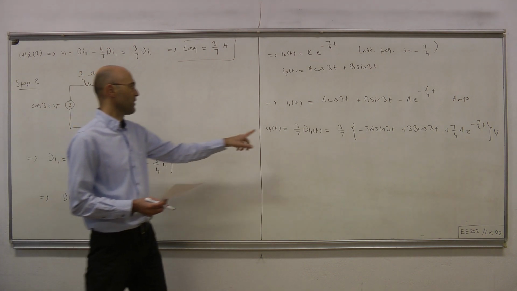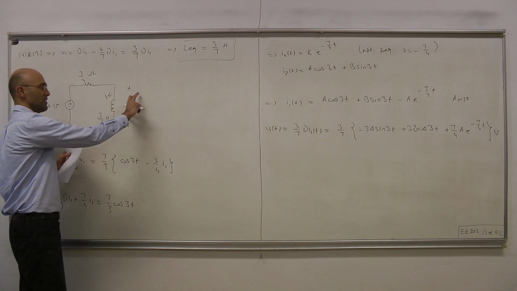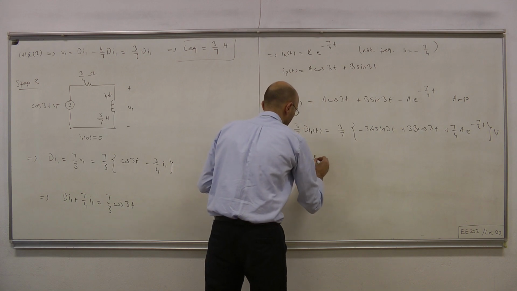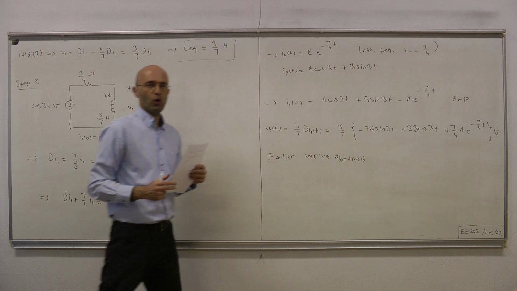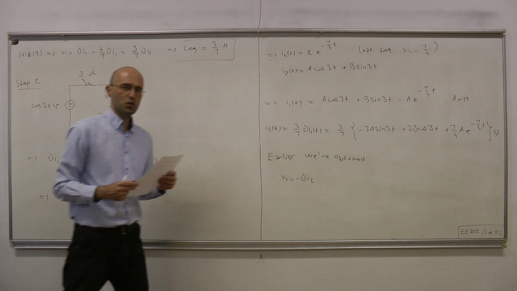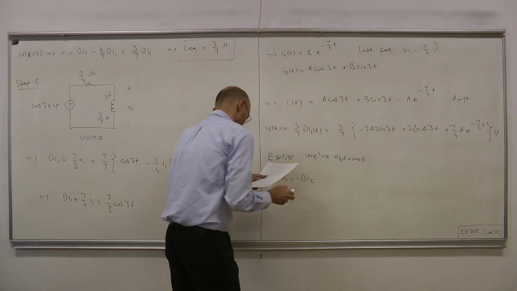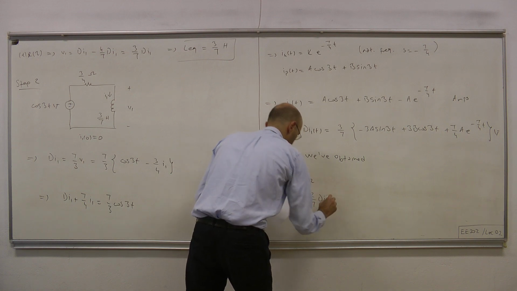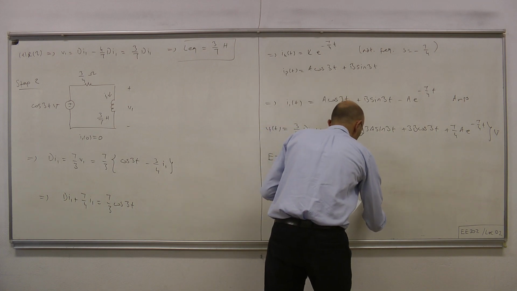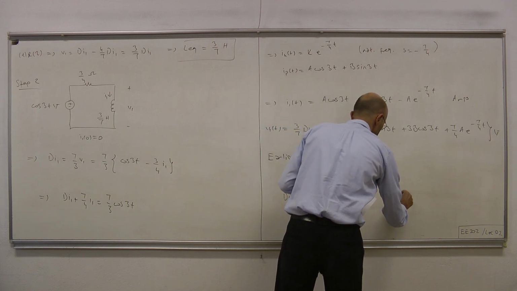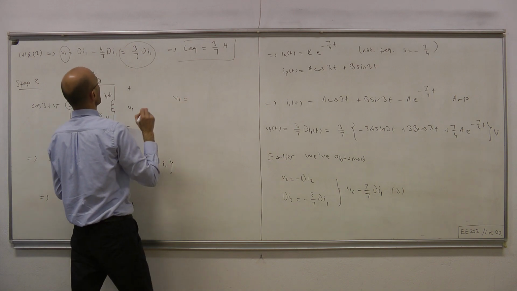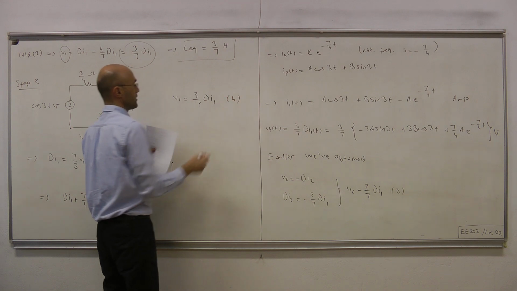The other thing that we were asked was V2 of t, which doesn't exist in this configuration, so we have to go back to the original configuration. Remember that earlier we obtained the following equations when we were writing down the terminal equations. We had V2 equals minus di2, and also we obtained di2 equals minus 2/7 di1. And when you combine those two, you have v2 equals 2/7 di1. Let's call this equation 3. Also, we have v1 equals 3/7 di1, so let's call this equation 4.